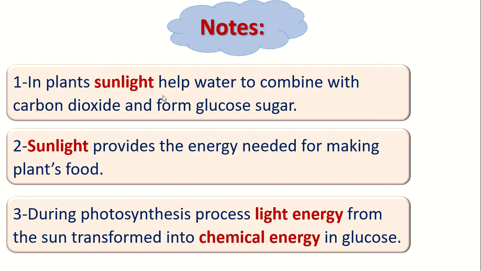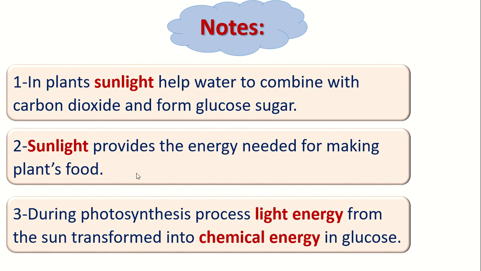Without the sunlight, the water and the carbon dioxide cannot combine together or cannot mix together. So the plant needs the sunlight. Why? To combine the carbon dioxide and water together. And the sunlight is giving the energy, or providing the energy, for the plant.